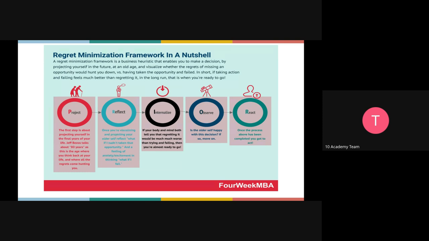You can think of this also in your career path, and look at how the future is going to be. Then you have to reflect on it and visualize: are you going to be happy or not? Then internalize that feeling, and observe again with your older self. Are you happy with the decision that you made or not? If you're happy, go ahead with choosing decision B.